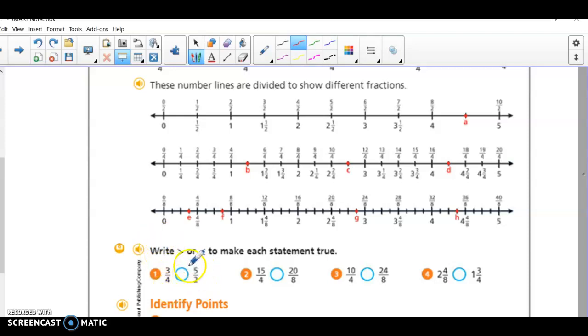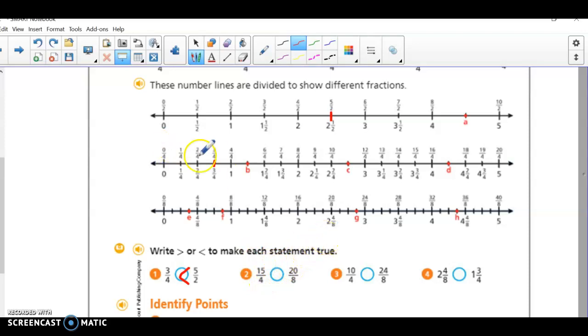All right, so 3/4 and 5/2. So I got to find my fourths. I know this is 3/4 right here, and then 5/2. Okay, so I go over. Here's 1/2 or 1 whole or 2 halves, 3 halves, 4 halves. Here's 5/2 right here. 5/2 is greater than 3/4 because 5/2 is further away from 0 than 3/4 is. So 5/2 is larger.